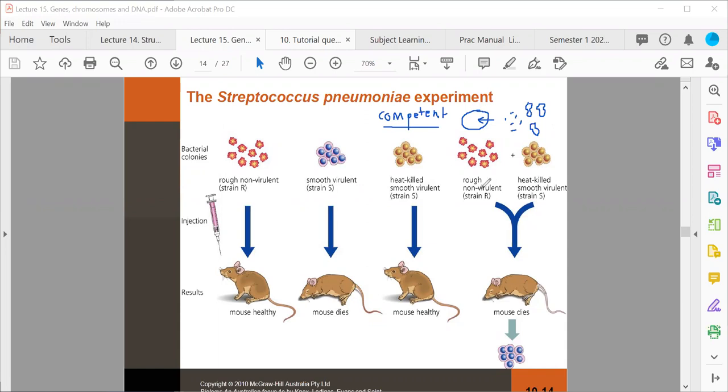So this basically showed that it's the DNA component, because these competent cells are not transformed with proteins, they are only transformed with DNA itself. And remember, the heat killing actually destroys the proteins, denatures the proteins, because of the high heat that's used to kill these cells.